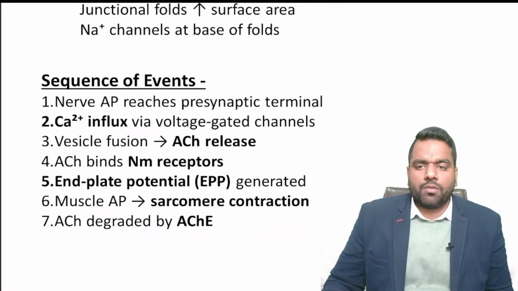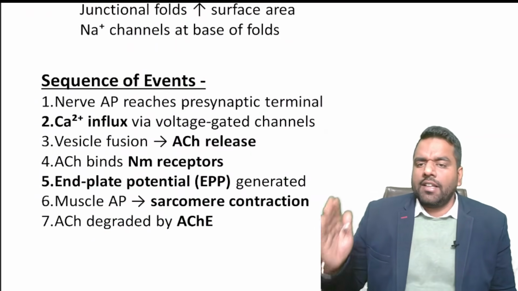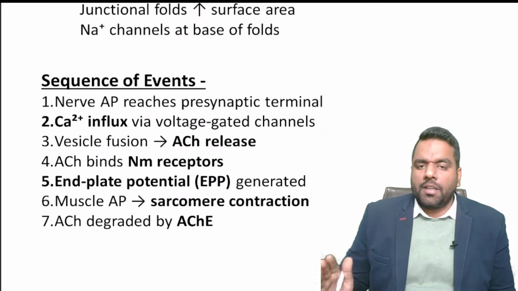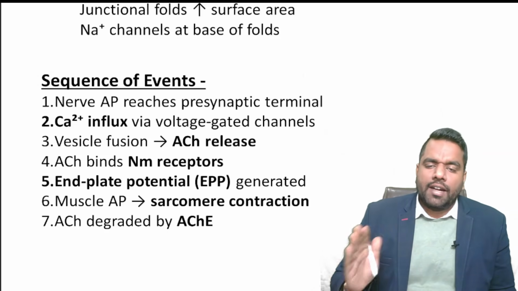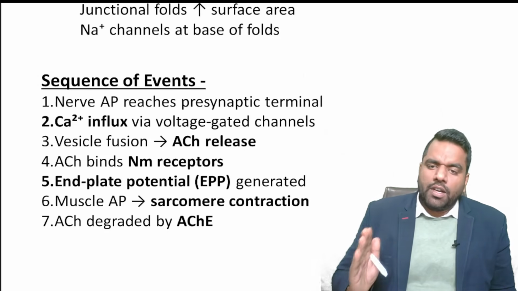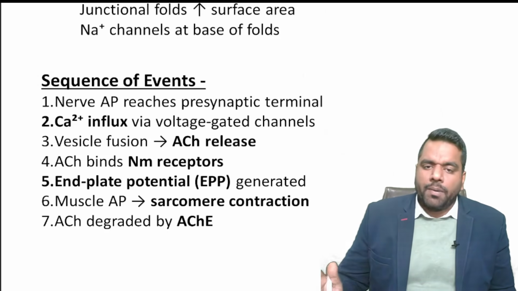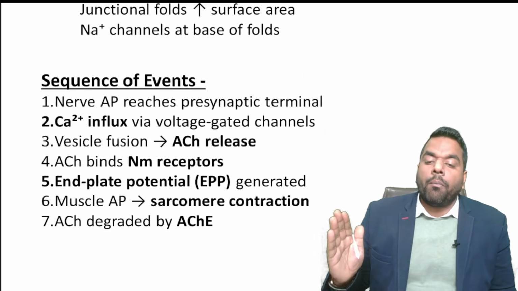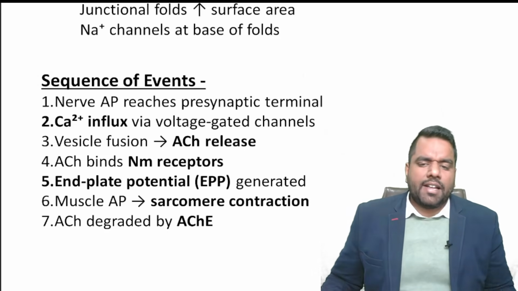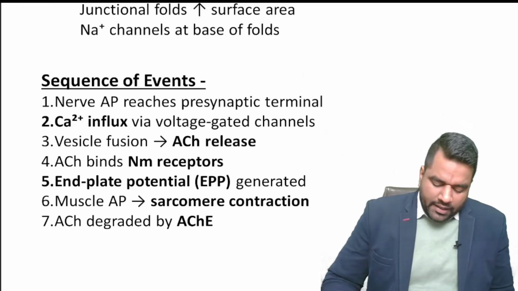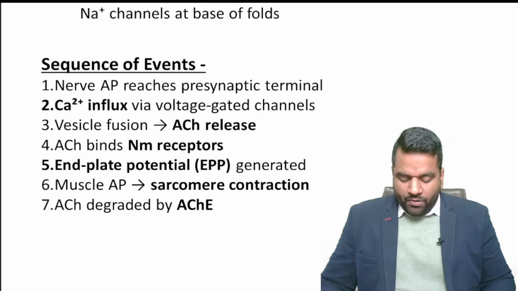Talking about the sequence of events, we already discussed: the nerve action potential will reach the presynaptic terminal, calcium will influx, vesicle fusion and acetylcholine release. Acetylcholine binds with the NM receptor, end plate potential generation and muscle action potential lead to sarcomere contraction, and the extra acetylcholine will be degraded via acetylcholinesterase.